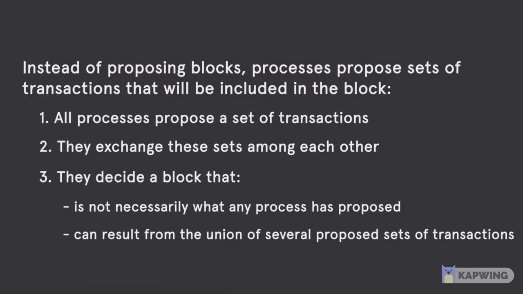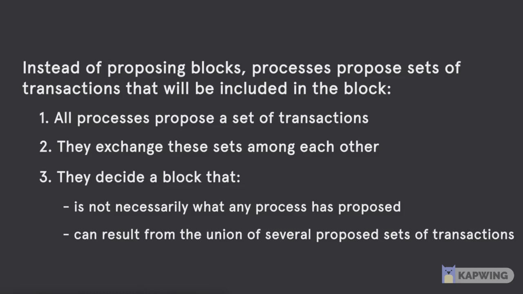The key to scalability is to decide a block that grows with the number of participants in consensus. Additionally, to leverage the bandwidth between all nodes, we must decide on a block that is contributed by multiple processes rather than just one. So instead of proposing blocks, let's have a process propose a set of transactions that will be included in the block. Let's see how this works.